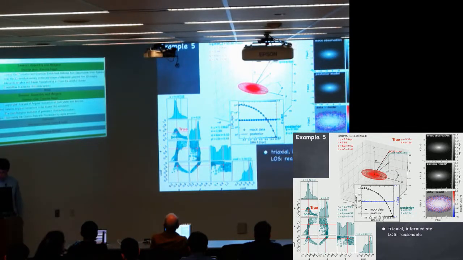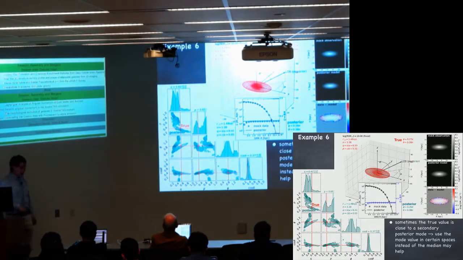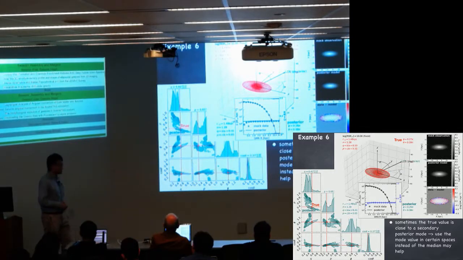So I wouldn't bore you with all the examples. Here is an intermediate example. It's a triaxial system viewed from intermediate line of sight. So this is the more general case. And I would say the result is pretty acceptable, except for some degeneracy stripes. And the last example is where we see multiple modes in the posterior distribution. So the lesson learned from this example is that it's not always good to use the median of the posterior distribution, but instead we can play with the combination of the modes in different parameter spaces.